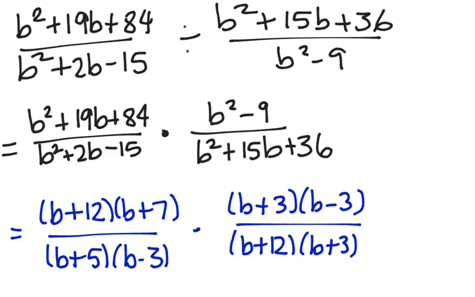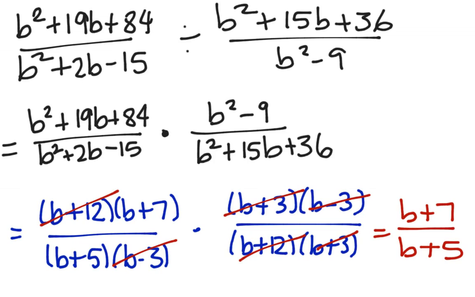Reducing what common factors we can: b plus 12, b plus 3, b minus 3, leaving us with b plus 7 over b plus 5. And that concludes the screencast, which is simplifying rational expressions with multiplication and division.